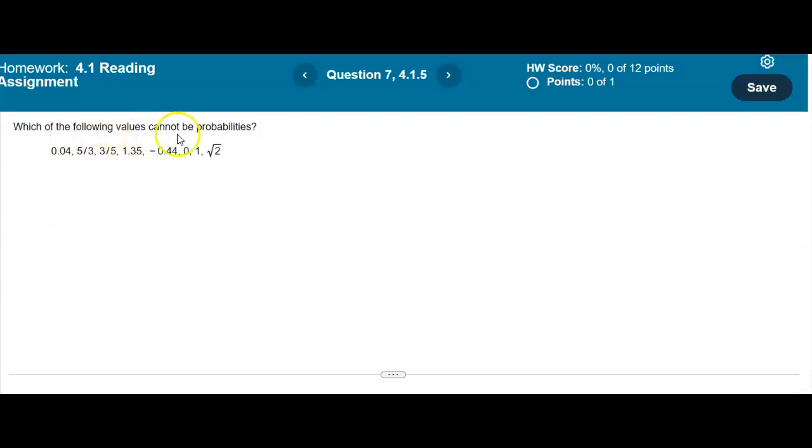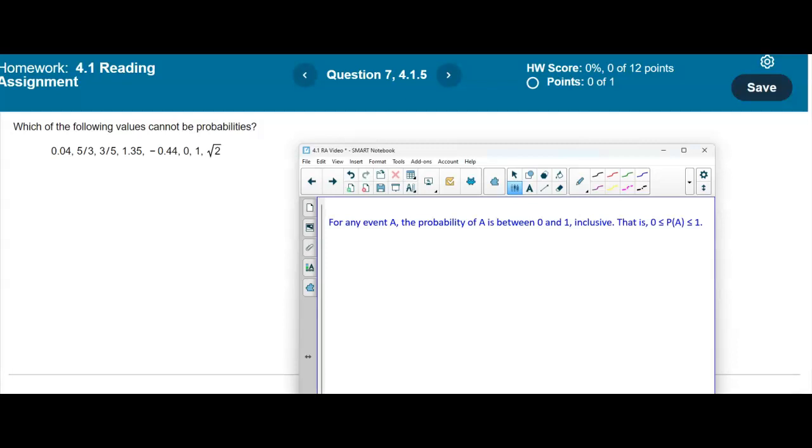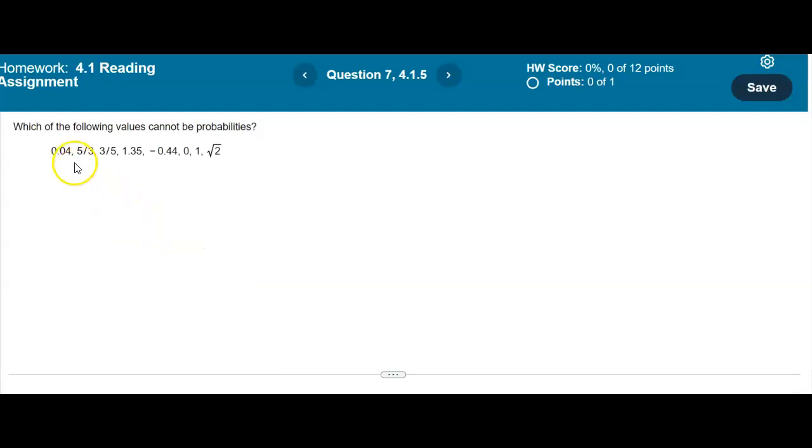Which of the following values cannot be probabilities? Well, first let's talk about what is defined to be a probability. For any event A, the probability of event A is between 0 and 1 inclusive. So that means all probabilities are equal to 0 or 1, or in between 0 and 1, including 0 or 1. Let's take a look at these values.